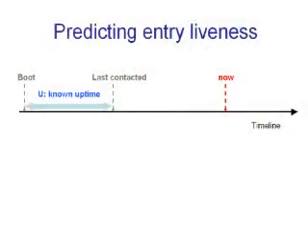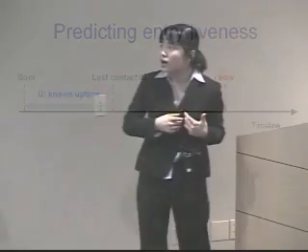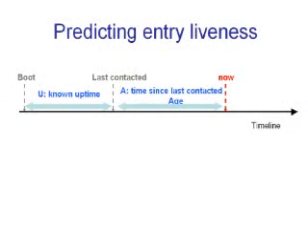And we know that the node was last booted some time ago, and we can calculate U to be the known uptime, which is the time interval between boot and the last contacted time. And given that we want to estimate the probability that the node is still alive now, we also need to calculate the age of the routing table entry, which is simply the time since the entry was last known to be contacted by some other node in the system.